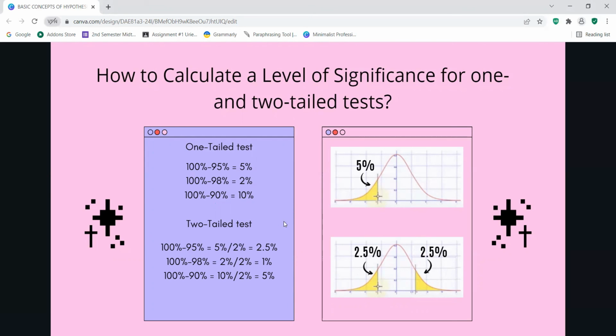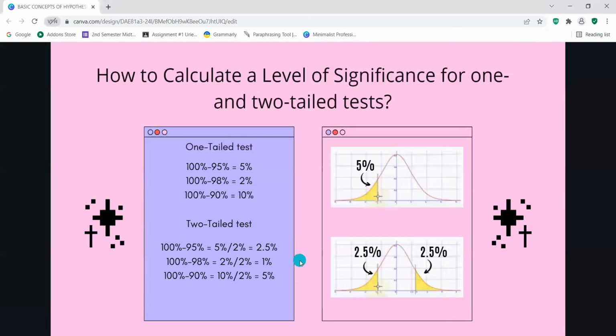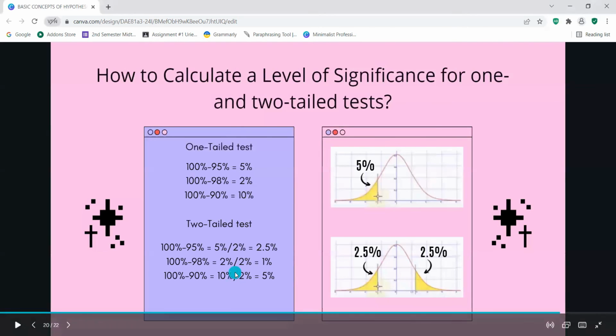So for our two-tailed test, for two-tailed test, divide the alpha level by 2. In this example, the two-tailed alpha would be 5% divided by 2 is equal to 2.5%, or 2% divided by 2 equals 1%, or 10% divided by 2 equals 5%.